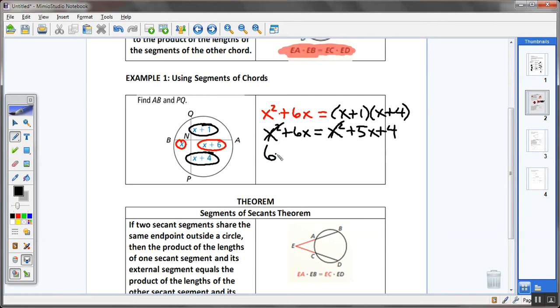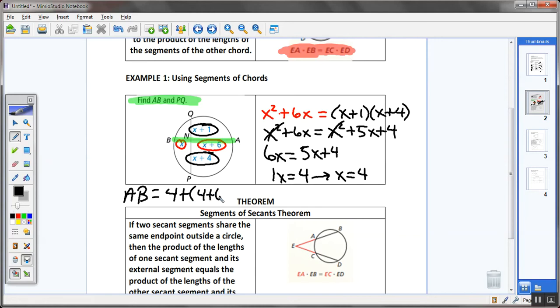meaning we have 6x equals 5x plus 4. If I subtract 5x from both sides, I have 1x equal to 4, implying x equals 4. So if I go back to what's asked here, find AB and PQ, well, guys, AB is defined as both distances here. In this case, I would plug 4 in for x. So AB, my friends, would equal 4 plus 6. That would make AB equal to 14.